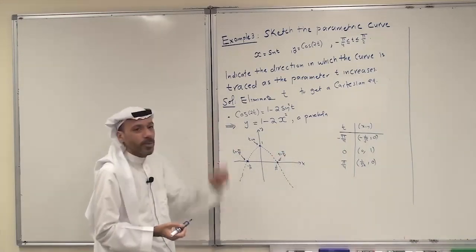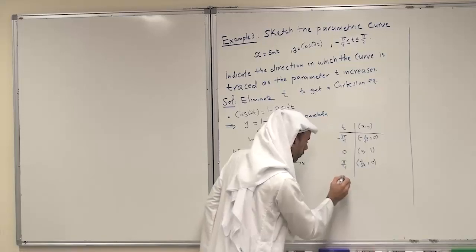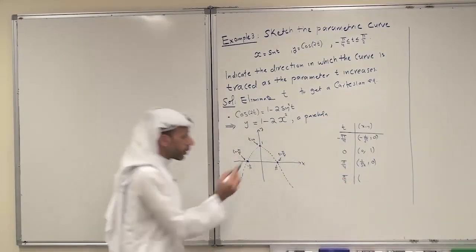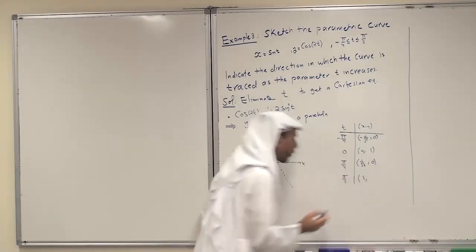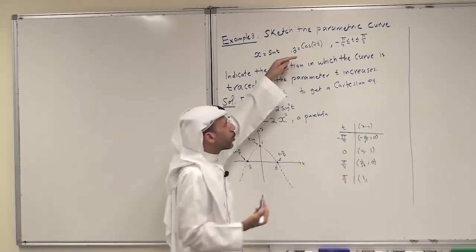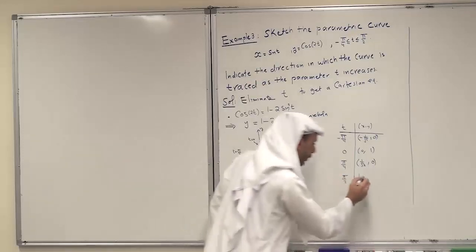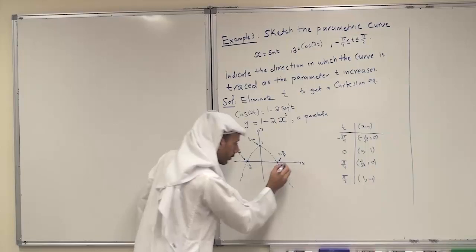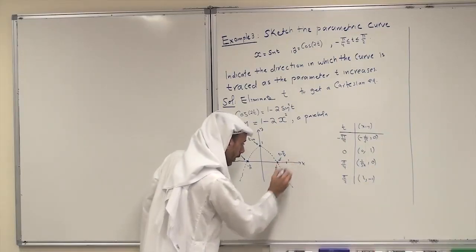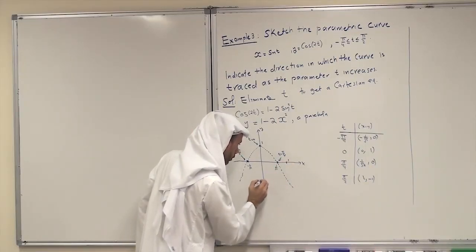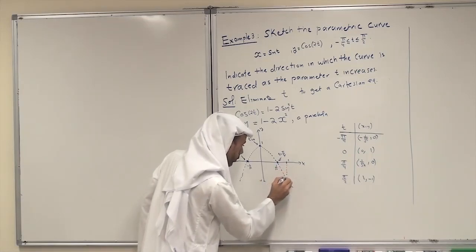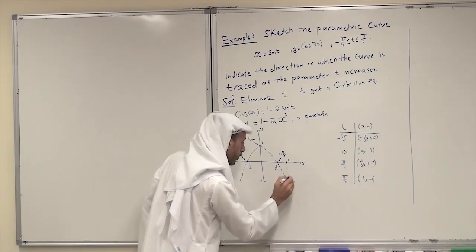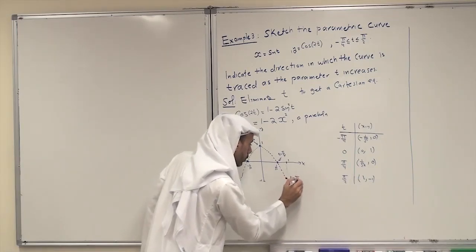Take the end point, when t equals pi over 2. Sine pi over 2 is 1. Cosine 2 times pi over 2, cosine pi, is minus 1. So this is 1, and this is minus 1. So this is the corresponding point. This is t equals pi over 2.